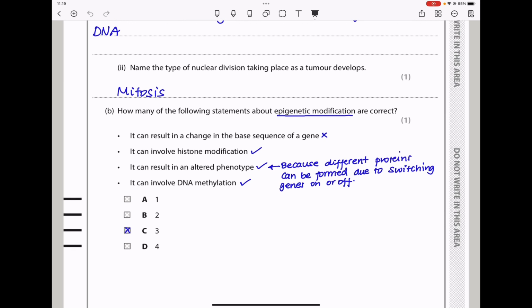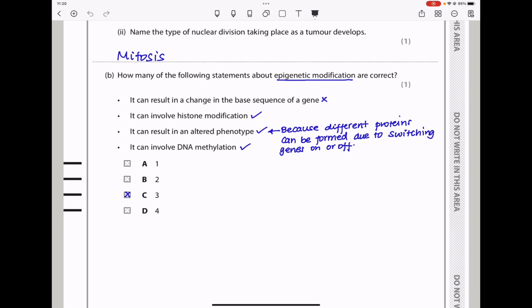tissues. In part B, how many of the following statements about epigenetic modification are correct? It results in a change in the base sequence of a gene. It does not necessarily change it. It can involve histone modification. That is correct. It can result in an altered phenotype. That is correct, because different proteins can be formed due to switching genes on and off. It can involve DNA methylation. That is correct. And again, to clarify, epigenetic modification just switches off or switches on genes to control which are going to be transcribed or not, and it has no hand in changing the sequence of the gene. So here my answer is C. Only 3 statements are correct.